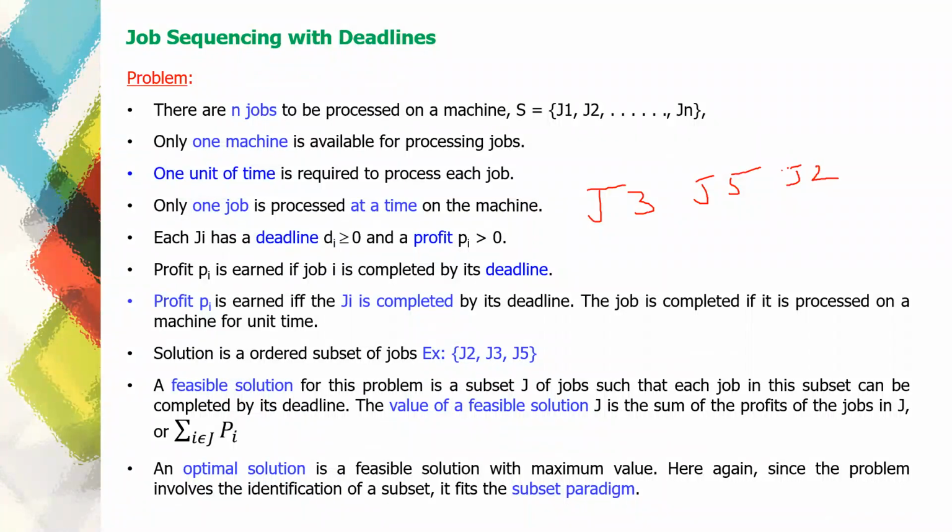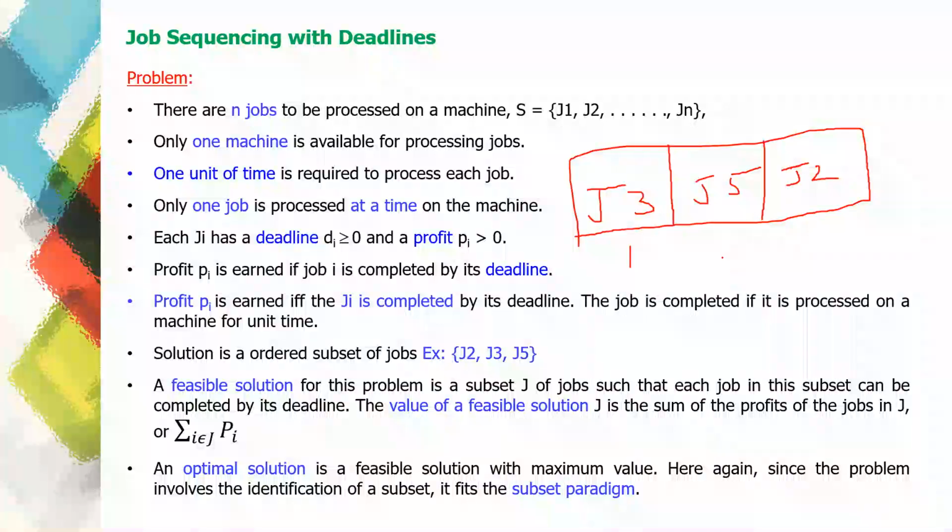This may be the solution vector. That means on the machine, in the first time unit, J3 will be executed. In the second time unit, J5 will be executed. In the third time unit, J2 will be executed. So 3 jobs will be completed before their given deadlines.